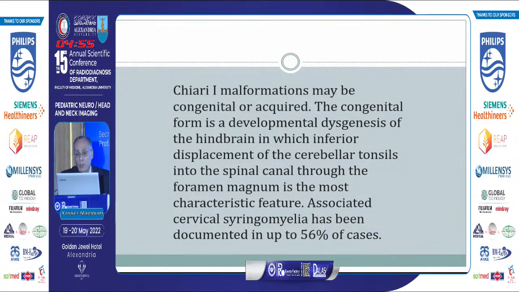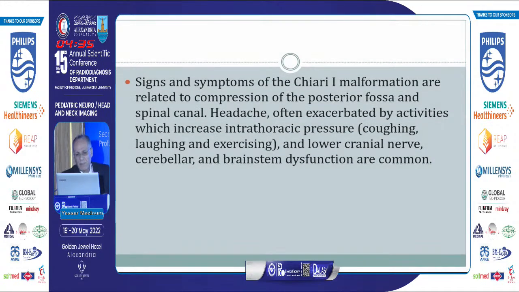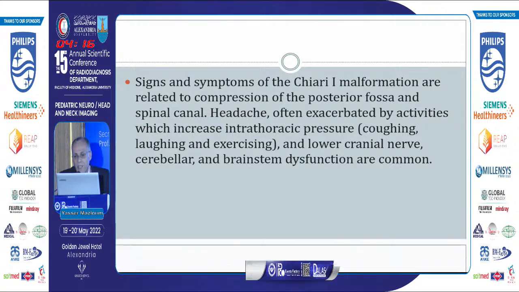Chiari-1 malformation may be congenital or acquired. The congenital form is a developmental dysgenesis of the hindbrain, in which inferior displacement of the cerebellar tonsil into the spinal canal through the foramen magnum is the most characteristic feature. Associated cervical syringomyelia has been documented in about 50% of cases. Signs and symptoms of Chiari-1 malformation are related to compression of the posterior fossa and spinal cord: headache, often exacerbated by activities like increased intrathoracic pressure, coughing, laughing, and exercising, and lower cranial nerve, cerebellar, and brainstem dysfunction as well.